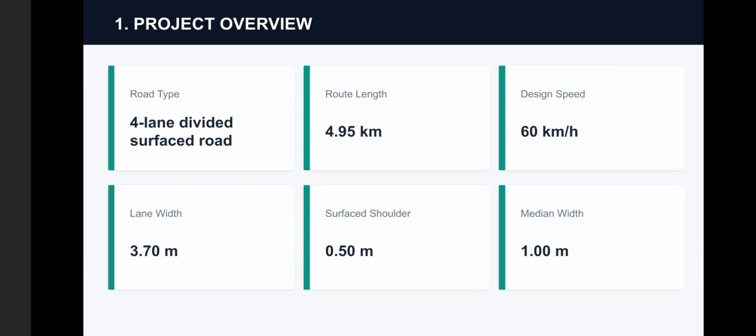For the project overview, as mentioned before, this is a 4-lane divided surfaced road with a total length of 4.95 kilometers. The chosen design speed is 60 kilometers per hour. The lane width is 3.7 meters. The surfaced shoulder width is 0.5 meters, and the median width is 1 meter.